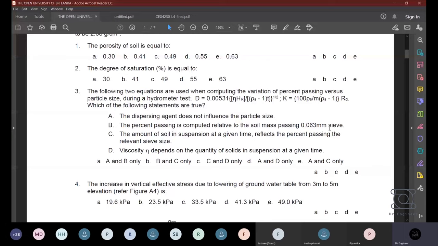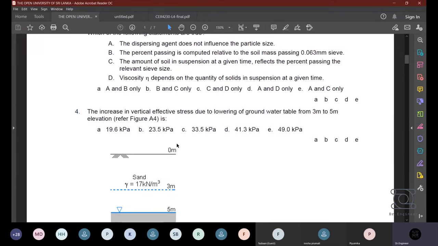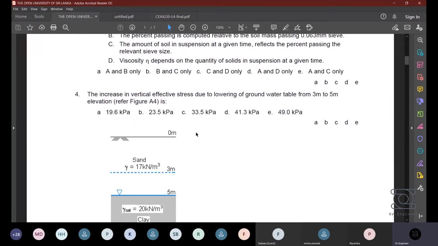So next thing, viscosity eta depends on the quantity of solids in suspension at a given time, right? Viscosity depends on the temperature and the fluid properties, not what is dissolved in that, okay? So D is also wrong. So obviously the answer is A and B, right? So option A.